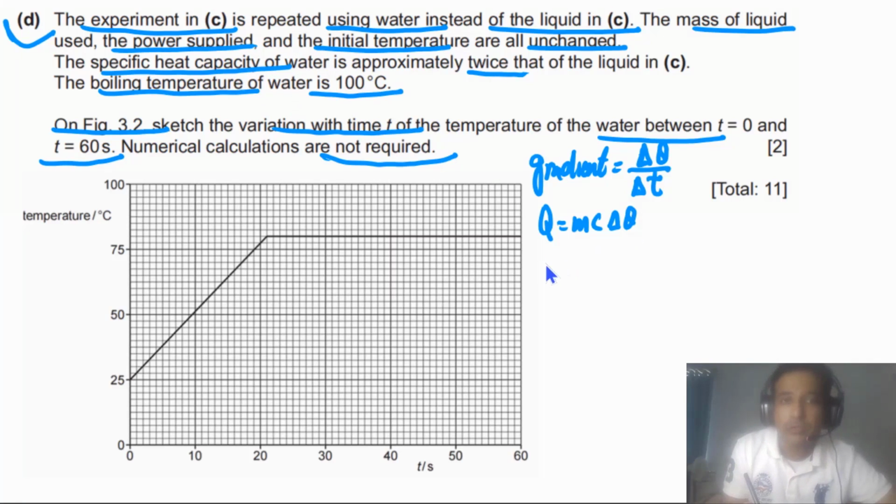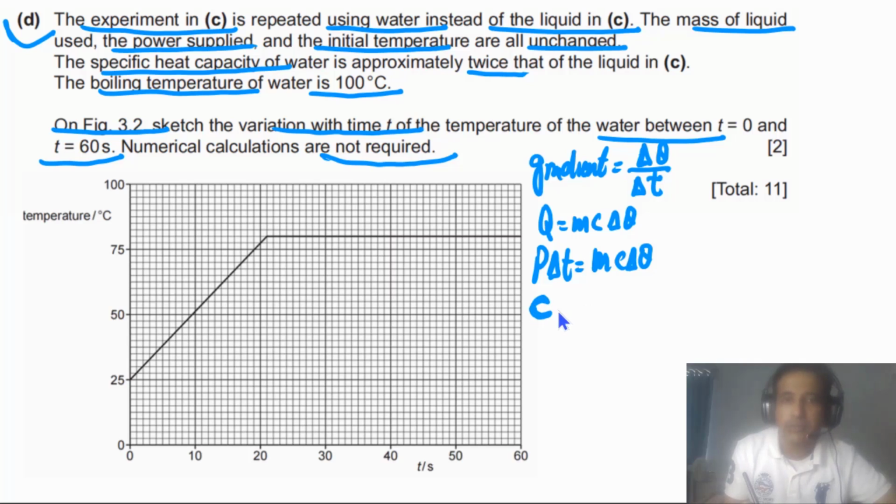Power is constant, so we can write Q in terms of power: P times T, or P times delta T, the interval of time for which thermal energy is supplied. So this is P times delta T. Here we have mc delta theta.